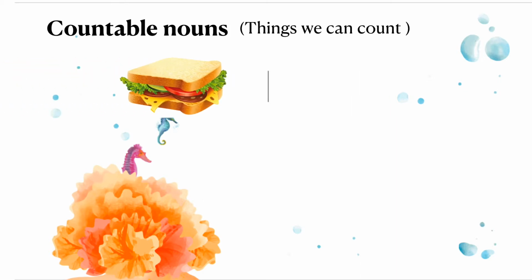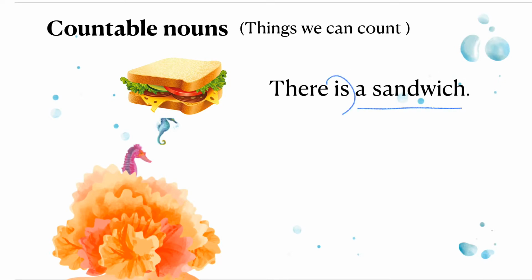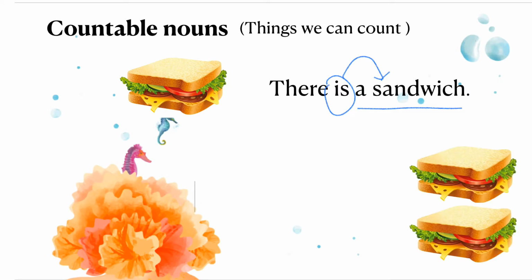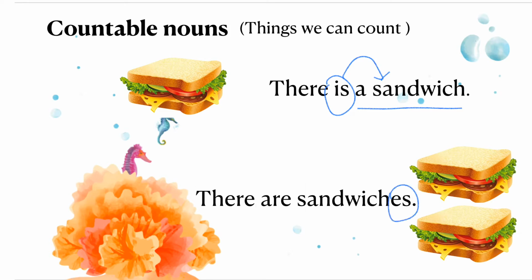So let me use a sandwich as an example. A sandwich is a countable noun. So if there is only one, we can say there is a sandwich. What if there are more than one? Then we should use the plural form, sandwiches. We can say there are sandwiches.